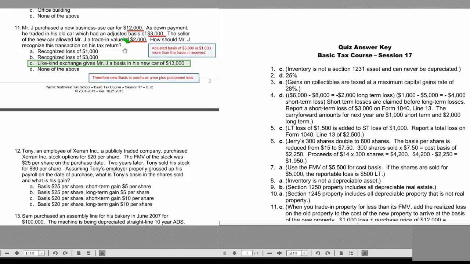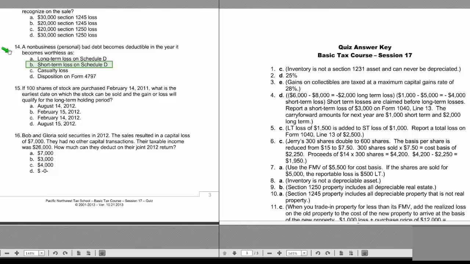So it means that he's going to have to bring some cash to the table. If the acquisition cost of the new vehicle is $12,000, but they only give him $2,000 as trade-in, it means he's going to have to come up with that $1,000 spread to determine his basis in the new car. And so he is going to have a basis in the new car of $13,000. We essentially take 12 minus 2, add back in 3, and that's where you get $13,000. That's his basis in the new car.